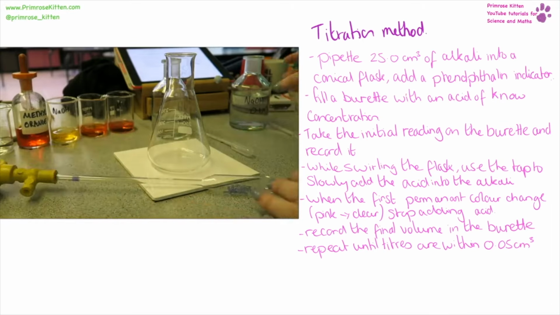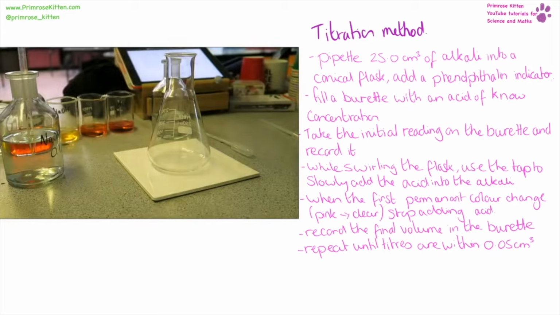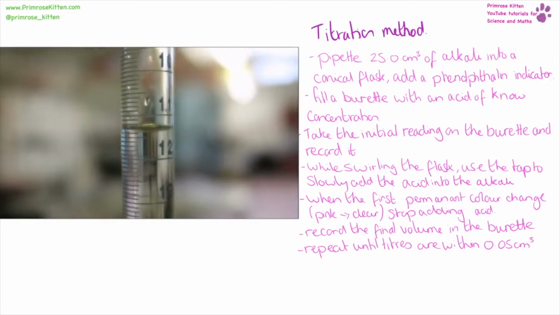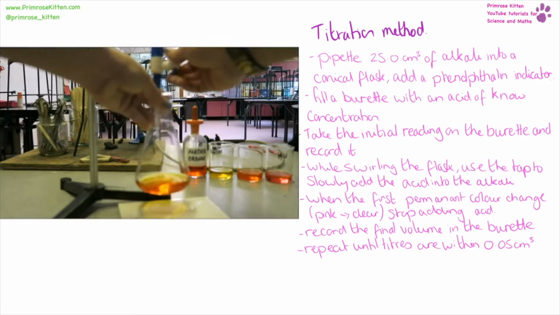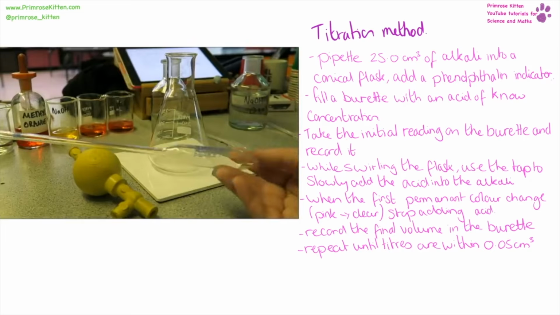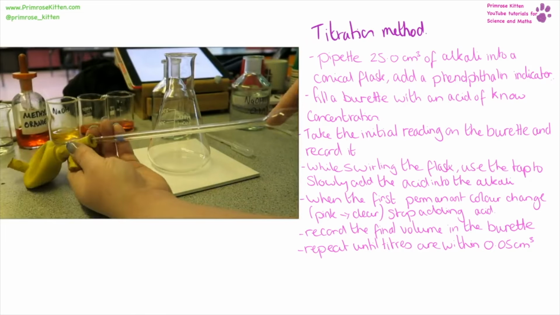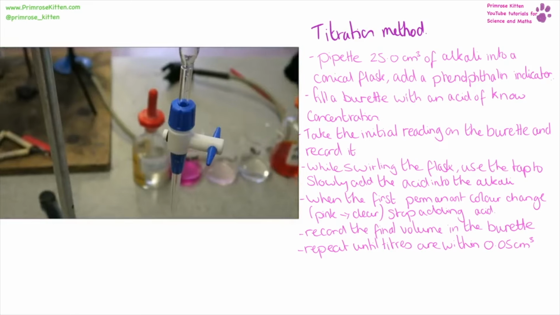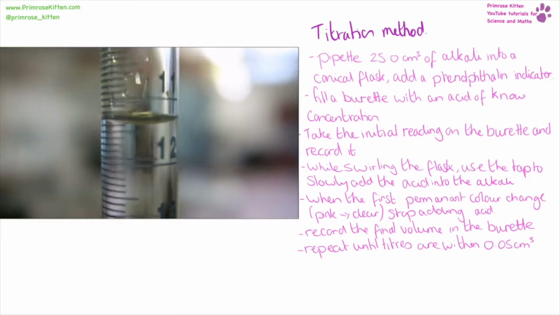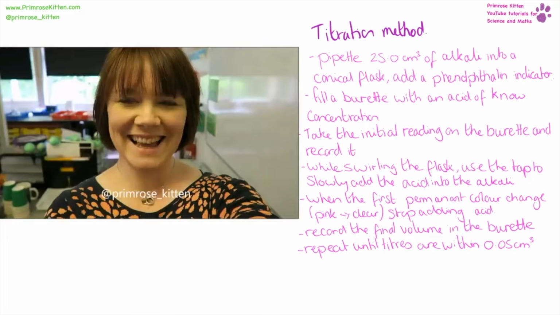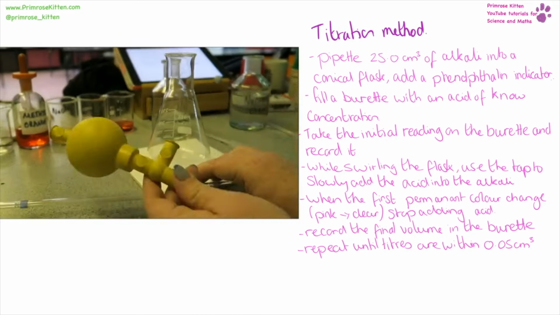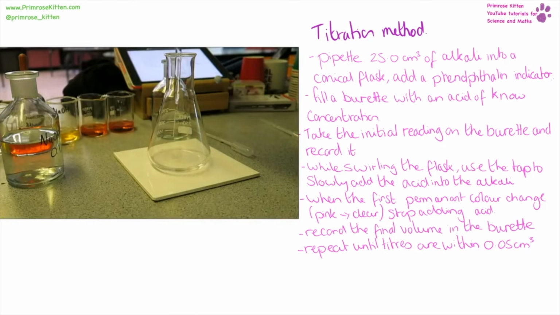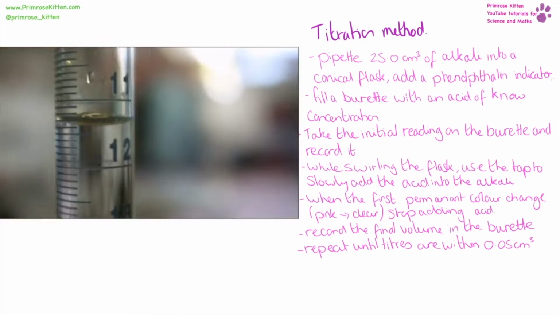water. To carry out titration, first of all you need to put 25 centimeters cubed of an alkali into a conical flask, add a phenolphthalein indicator or an indicator like methyl orange, fill a burette with an acid of a known concentration, take the initial reading on the burette and record it, and while swirling the flask use the tap to slowly add the acid drop by drop into the alkali. When the first permanent colour change happens, pink to clear for phenolphthalein, stop adding the acid. Record the final volume in the burette and repeat titres until you get them within 0.05 centimeters cubed.